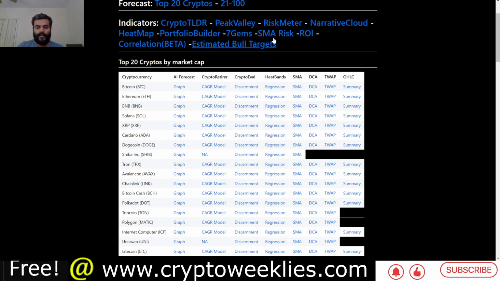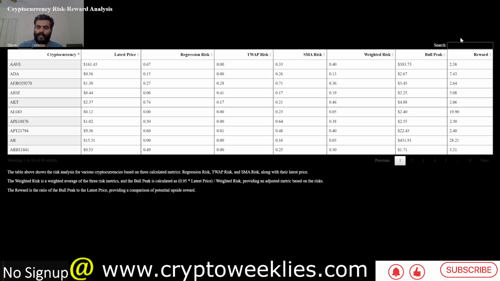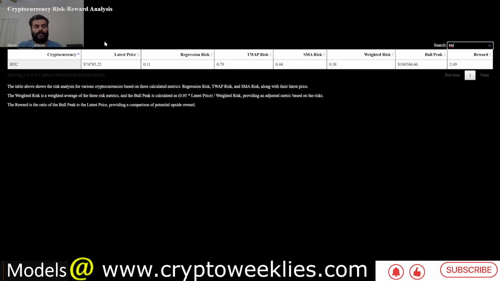So if we were to extrapolate all of this and provide a bull case estimated target based on these 3 models, you can see that the price is at around 74,000 right now. The regression based risk model, this is a polynomial regression based model, not the DCA model that we saw, is providing around 11% risk, time weighted average price at around 80% that we discussed, the SMA model at around 44%. The weighted risk is at around 38%. And if we were to do an expected value for Bitcoin based on this risk reward approach, the eventual bull run peak forecasted by this model is at around 187,000 Bitcoin. And in terms of the reward, that is about a 2.5x from this current price.